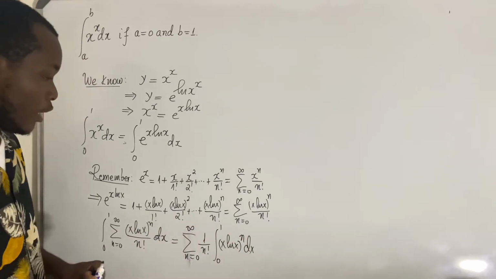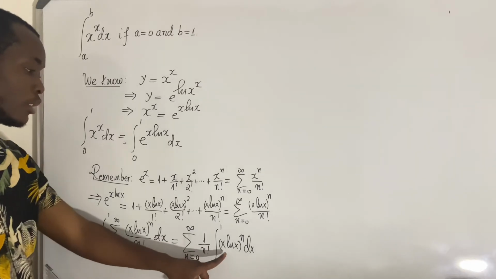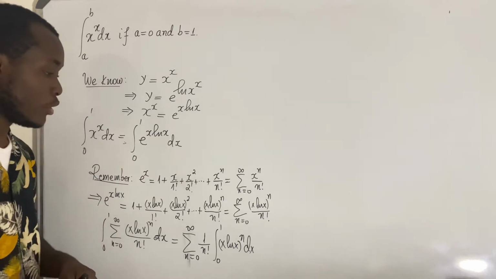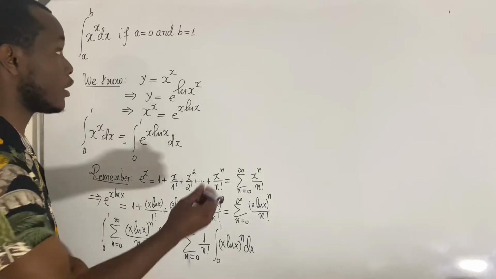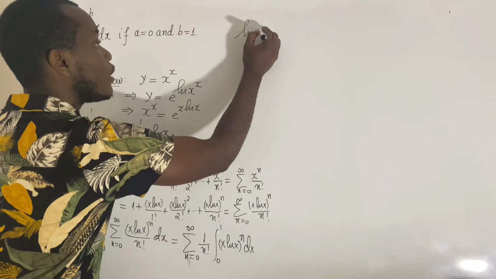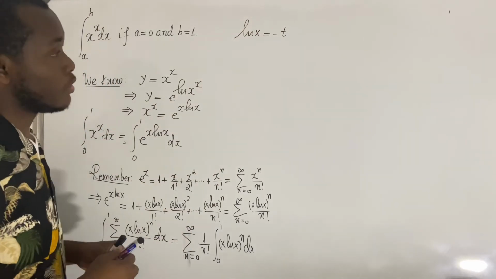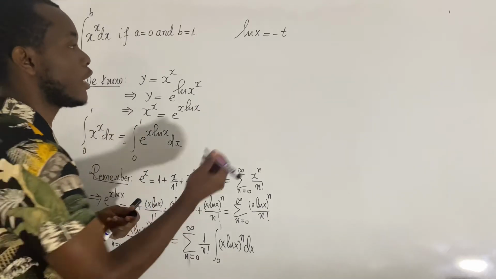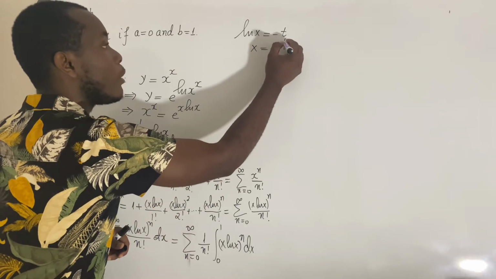Okay, now to solve this integral, we can let ln x be equal to something. So in this case, we can let ln x be equal to minus t. If ln x is equal to minus t, what's x? Isolating x according to the log rule, it's going to be e to the power minus t.